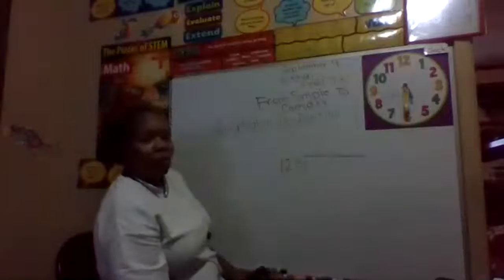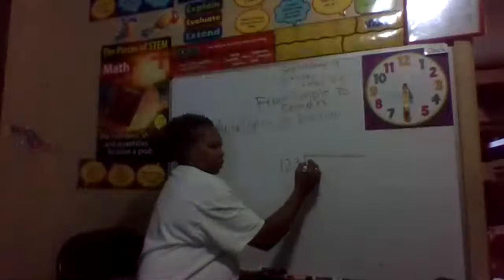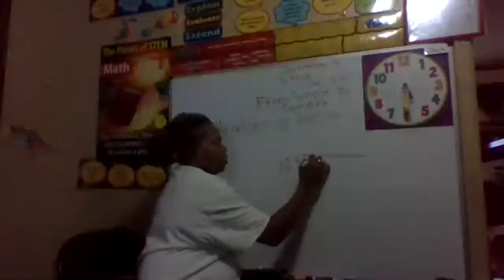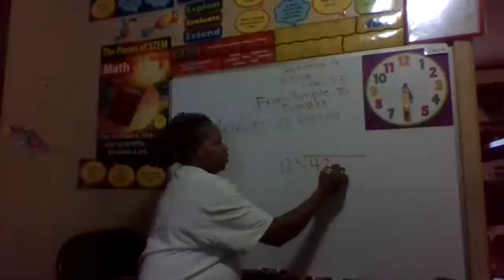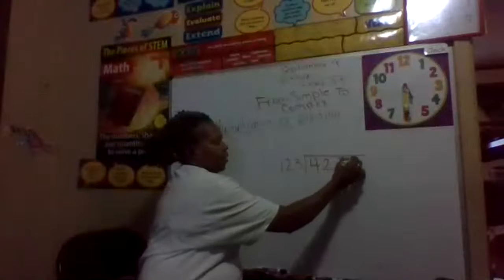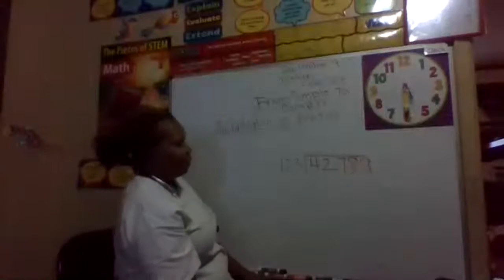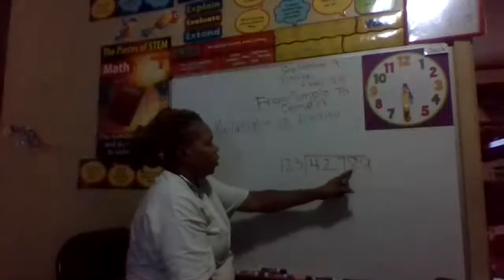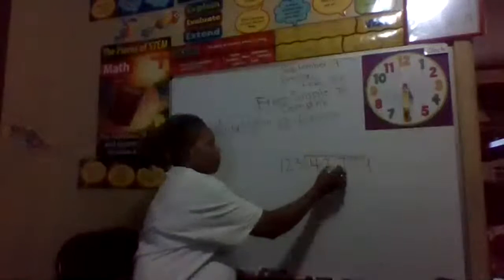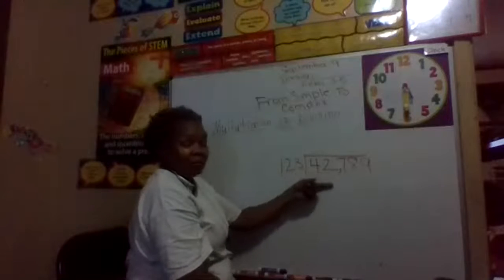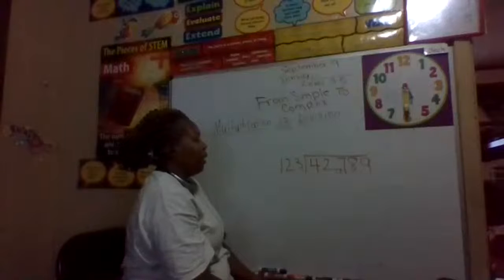So now, what do we need in here? Let's do 4, 7, 2, 4, 7, 8. One more number, 9. Now, that's a big number, isn't it? 1, 2, 3, and then a comma. Now we have 123 into 42,789.